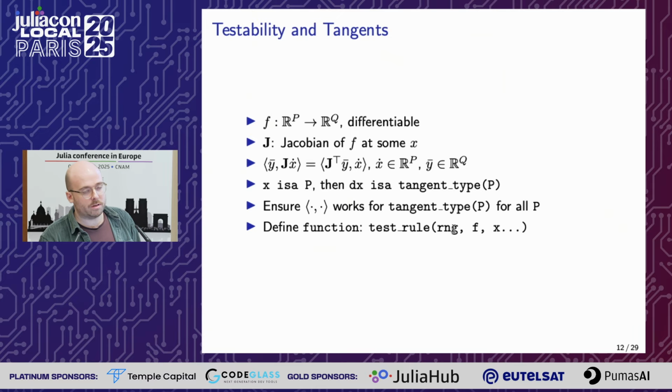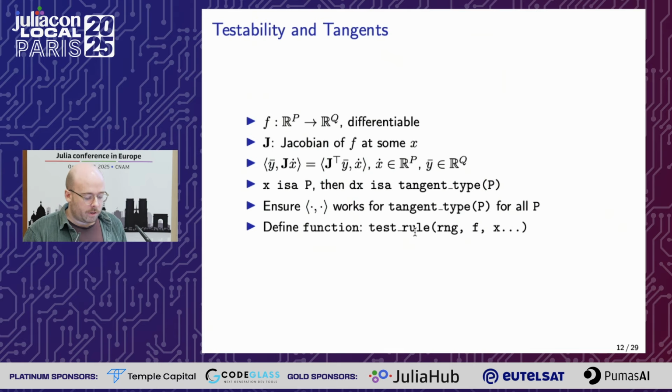And the point is we're really thorough with this. We have this function test rule, where you give it a random number generator, the function you're interested in, and the arguments, and it will test that AD gives you the right answer for those values. This will literally just generate arbitrary x dots and y bars of the correct type and test that you get the right number out. And this is our definition of correctness.